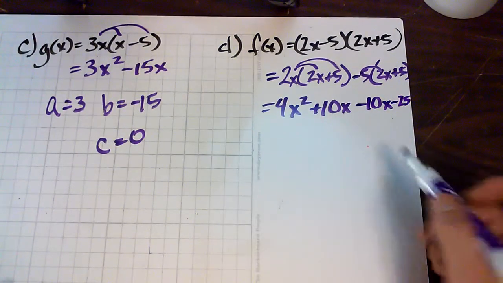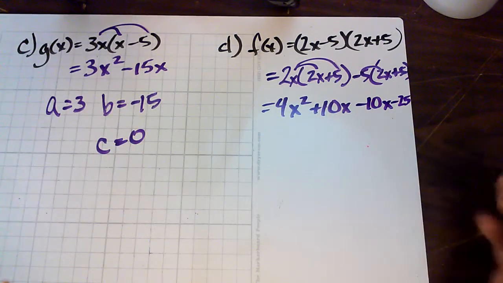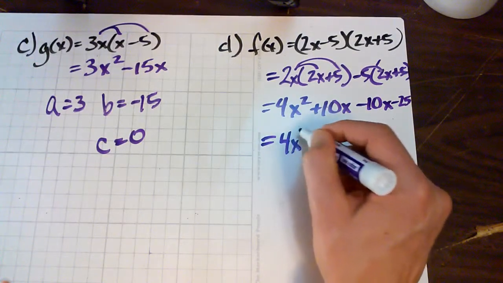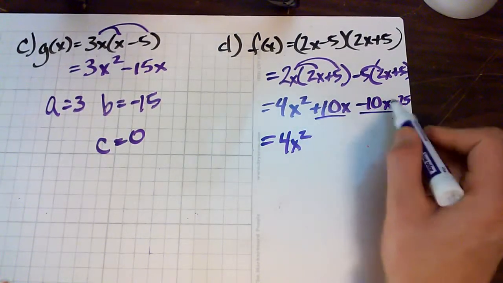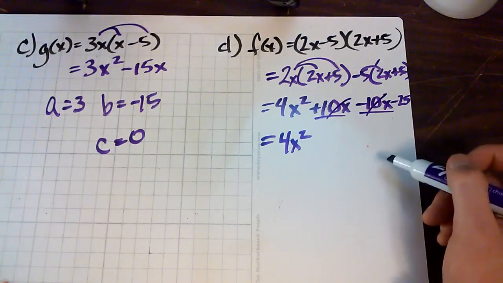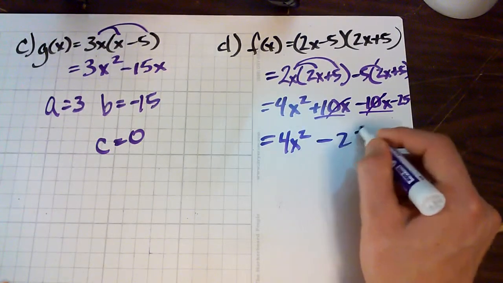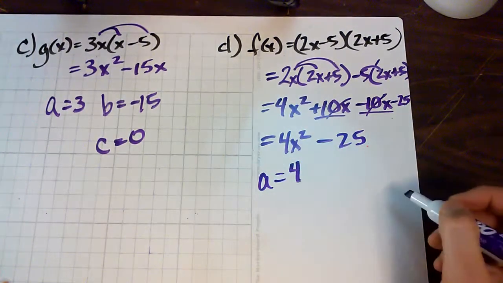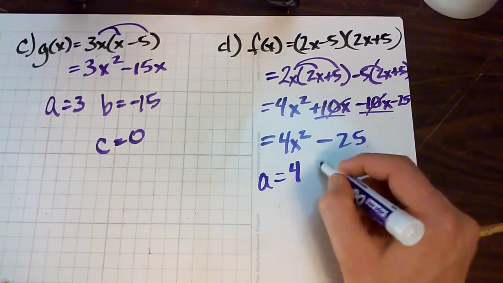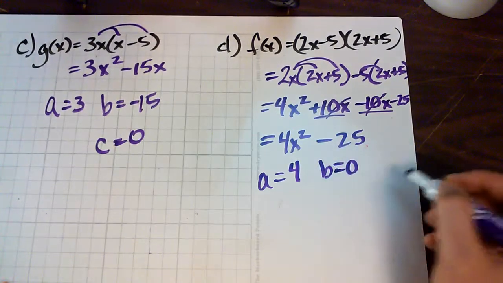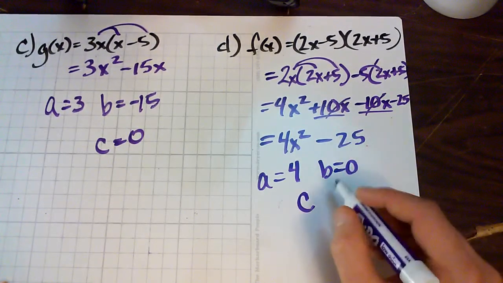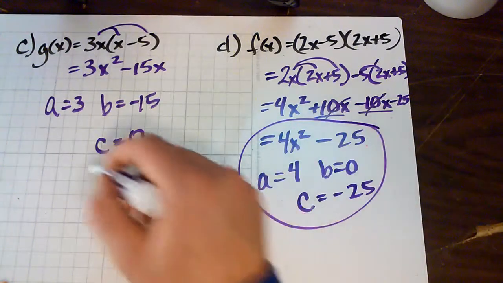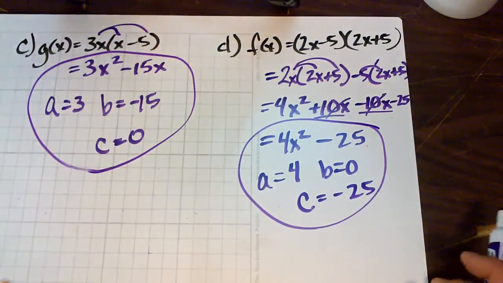All right, so last step. Let's combine like terms and put them in order. I already have my 4x squared. My x squared term comes first, and then I'll combine these. That makes 0, right? They're opposites. And so I'm left with a negative 25 as my constant. So A is 4, my x squared term. B, there is no B term, so B is 0 in this one. And C is negative 25. Awesome, so I hope you got those right. There you go. And there you go.